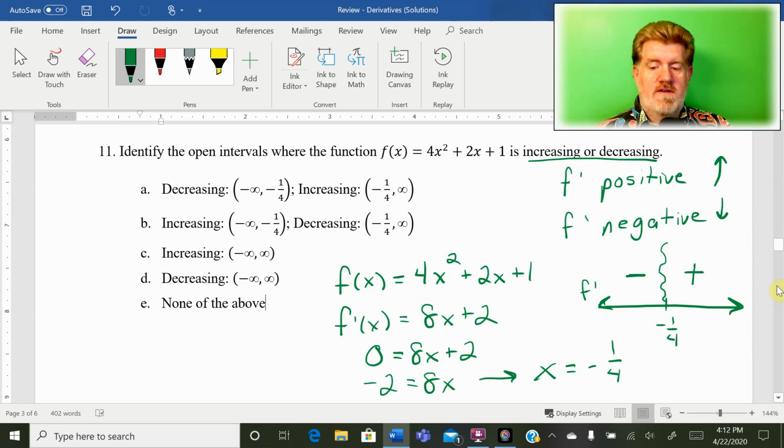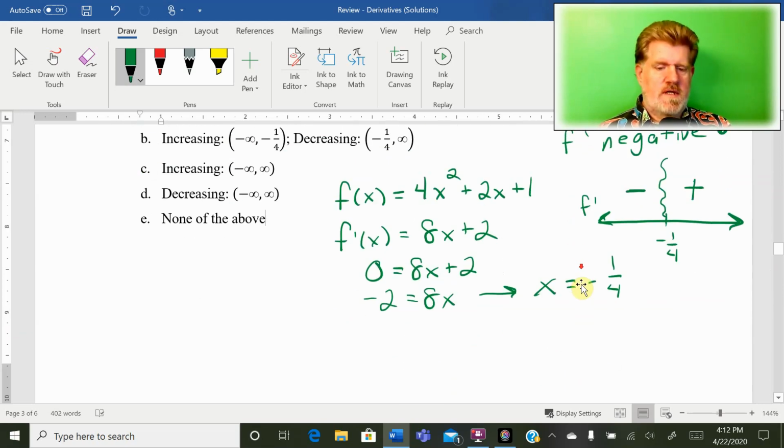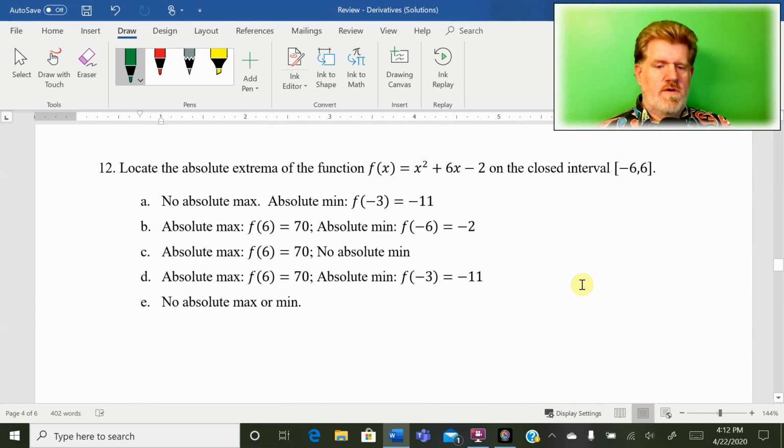So remember, negative, the function is going down. Positive, the function is going up. So it's going down before negative 1/4, and it is going up after negative 1/4. I don't know if I said positive last time. It's negative 1/4. Okay, that's how you do increasing and decreasing. All right, what about local extrema? Well, local extrema means maxes and mins.